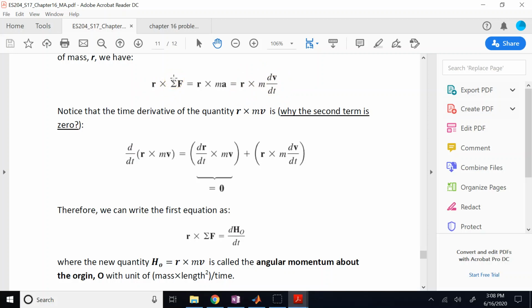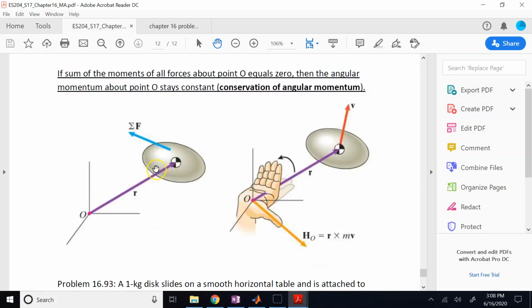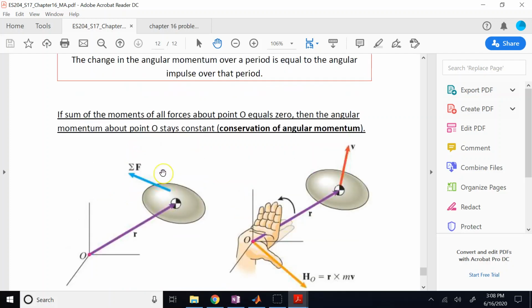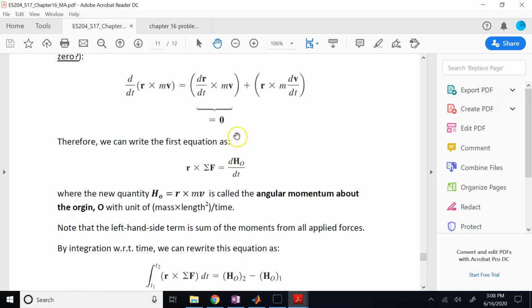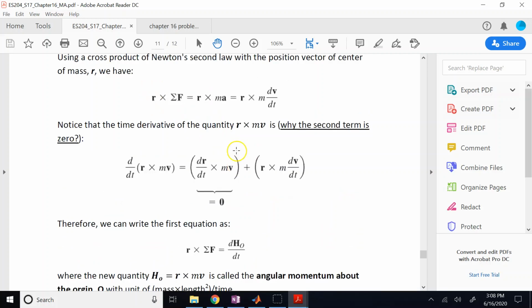The left-hand side, I bet you know the meaning. What is the position vector cross force? Yes, that's what you learn in your statics as what? Torque or moment, right? That's moment, M. If the force is applied at some point and the position vector of that point is r, then r cross f is what? Moment. So this r cross f, I would call it the sum of the moments about point O.